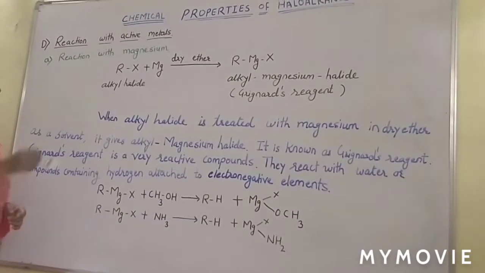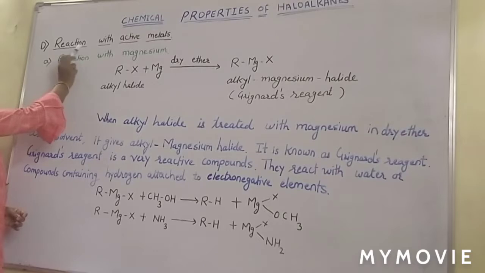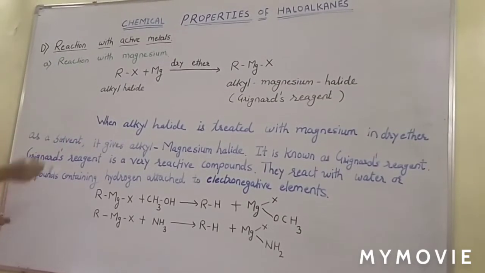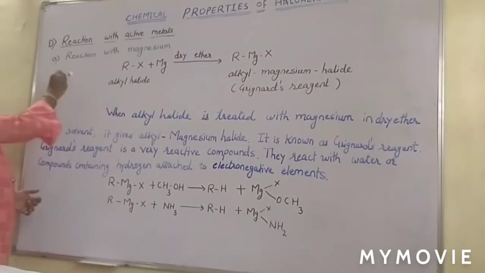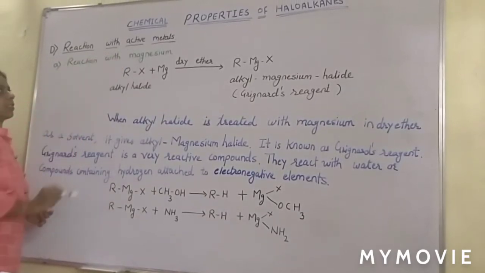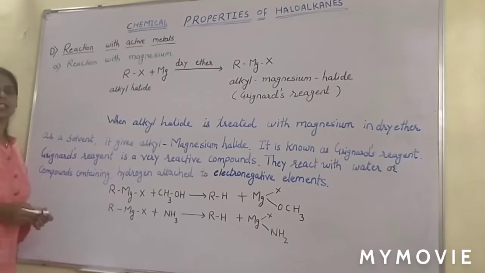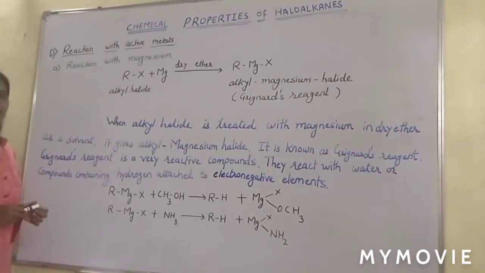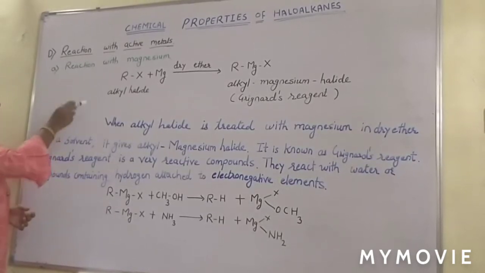Now the next reaction is D, the reaction with active metals. Alkyl halide reacts with two types of metal, magnesium and sodium. We'll see their reactions one by one.